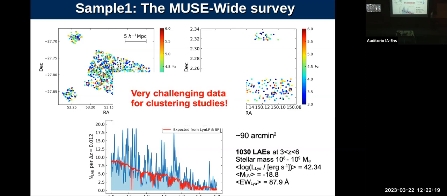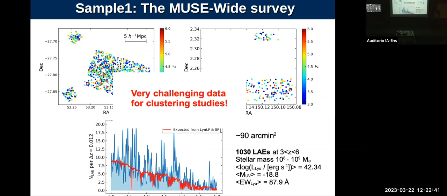However, this data is quite challenging for clustering studies. Two-point correlation function statistics exploit the spatial distribution of your survey, and in the case of MUSE, that is really small. However, we have a really large redshift coverage. We go from 3 to 6 in redshift, and in terms of cosmological volume, this is huge.